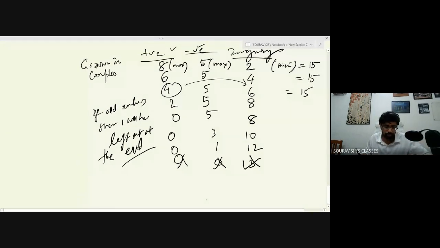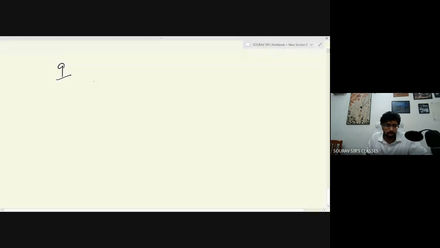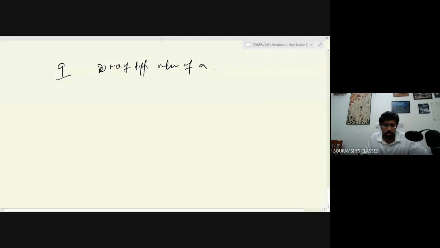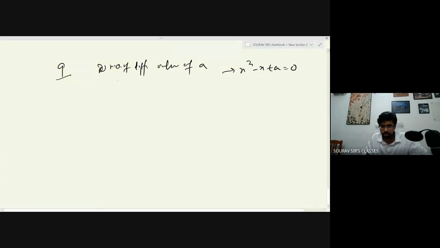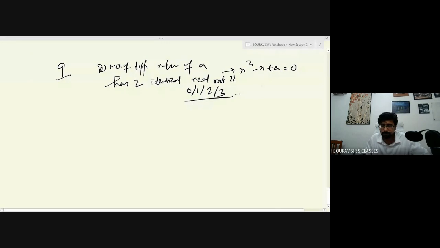Next one. Again, an algebra based question. The number of different values of A for which the equation has two identical real roots. Is it 0 or 1 or 2 or 3? Think about it.